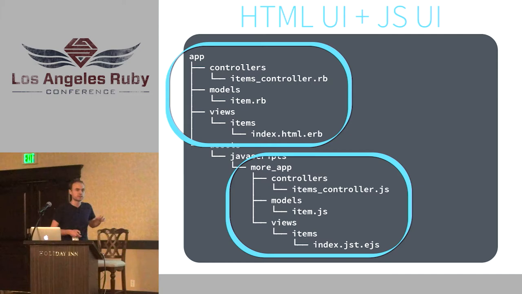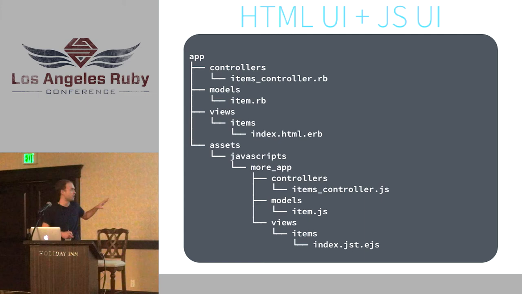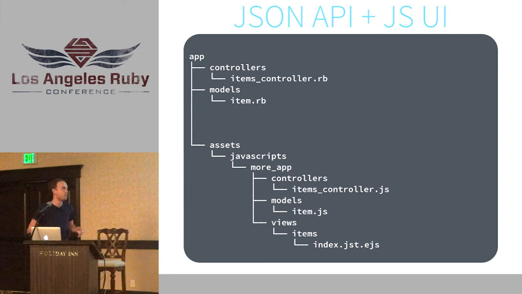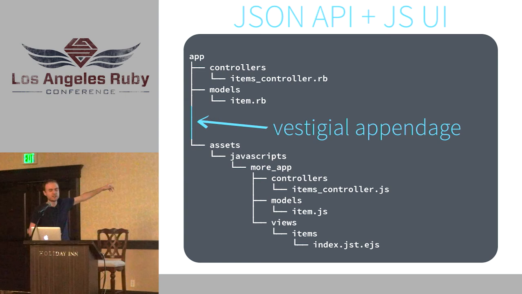So I'm seeing a lot of teams also look at that traditional HTML UI and just get rid of it completely and start fresh from a fat client JavaScript application when that's what's best suited for the app. So you look at this now, and if you're a new developer, you have this JSON API on the back end and this JavaScript UI for the front end here in one project. What's that little line there? It's like a vestigial appendage.